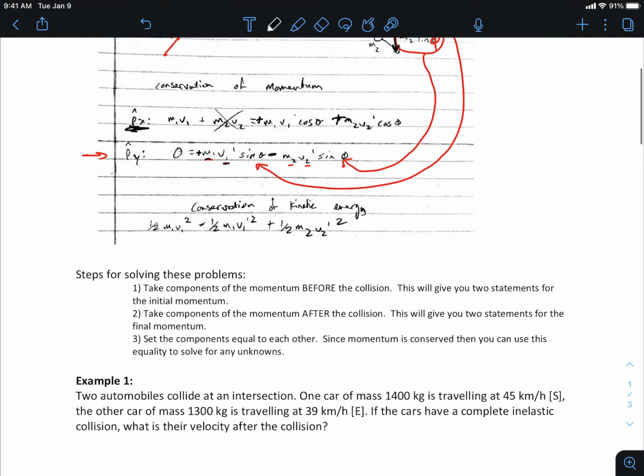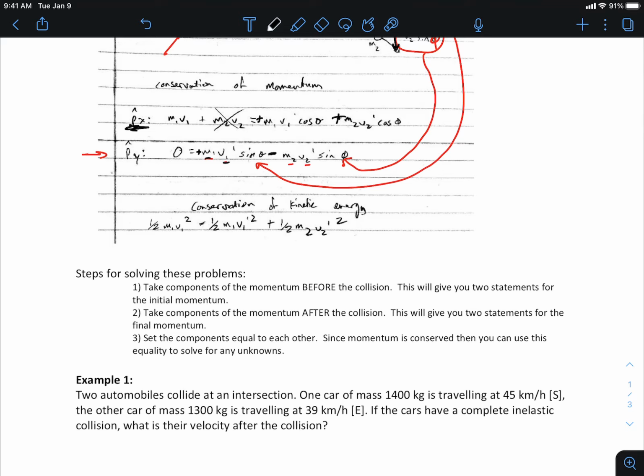So some steps for solving these problems, I've gone over them up top there. We can take components of the momentum before the collision, and this will give you two statements for the initial momentum, right? So we're going to have momentum in the y direction and the x. Sometimes there won't be momentum in one particular direction initially. It's just the context of the question, whether or not two things are moving at an angle initially. That's going to dictate whether or not you have components before the collision.